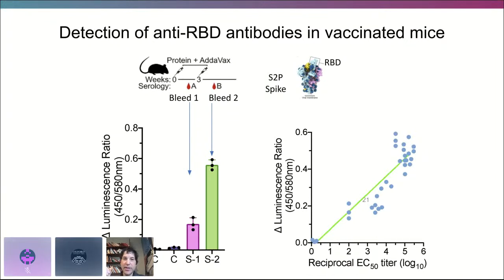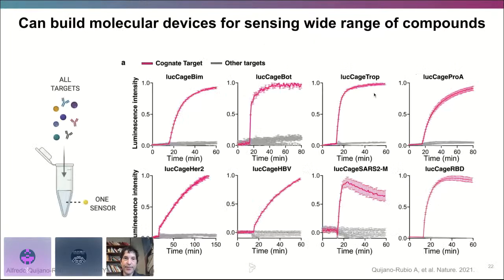So we're excited about using this as a very quick luminescent assay people can use to see how well they're protected against the virus, and in particular how well they're protected against the strains that are around in their environment, because we can do this test with RBDs from different strains. And as I mentioned before, we can extend this to designing sensors, these molecular devices, to detect many different types of compounds. For example, here's a troponin sensor.